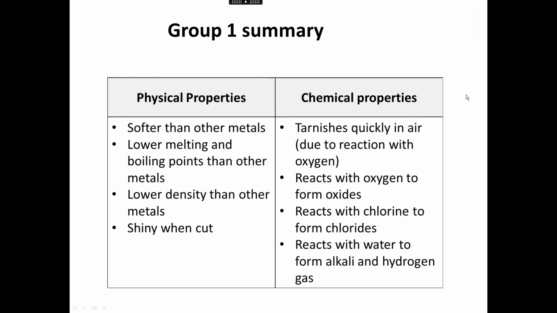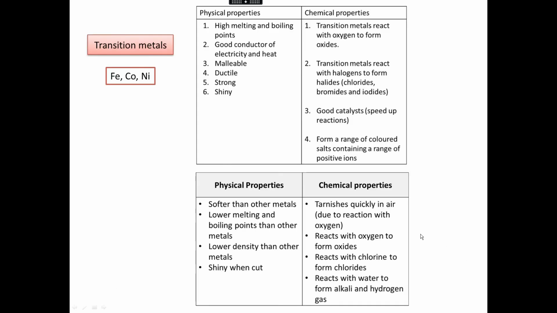Okay, here we go. Softer than other metals, lower melting points than other metals, lower density. That's why they float on water when they're fizzing with water. They've got lower density than other metals, but they can be shiny when cut. They tarnish in air because they react with oxygen, and in fact they react with oxygen to form oxides, react with chlorine and other halogens to form chlorides and halides, but they also react with water to form alkali and hydrogen gas. Right, let's put it all on one page.